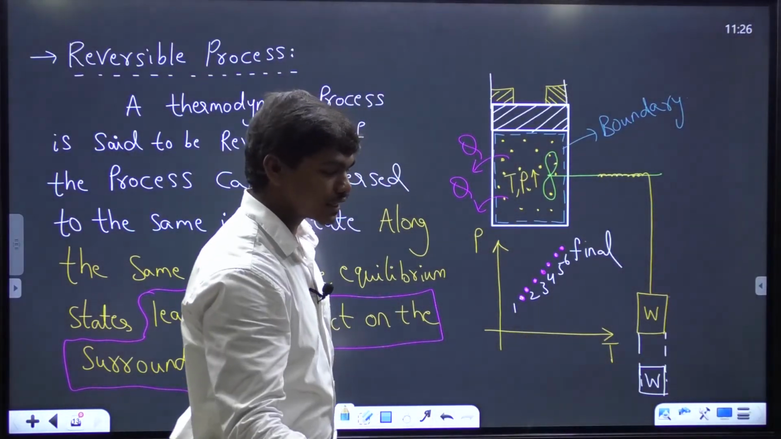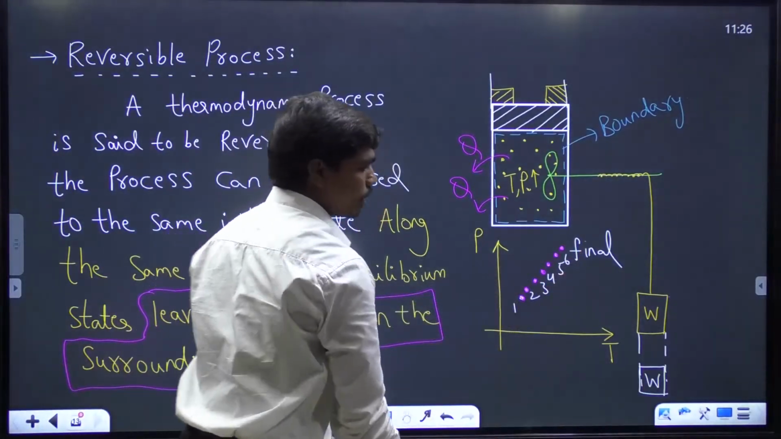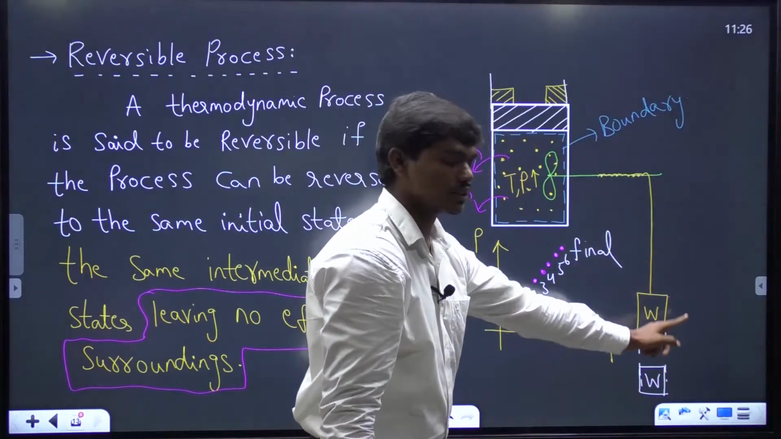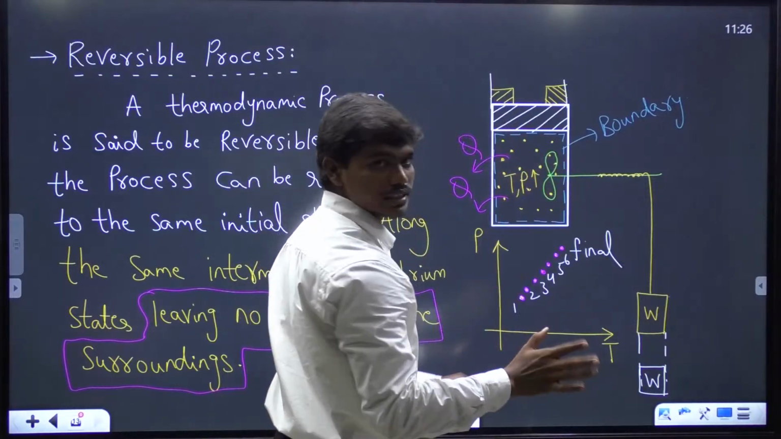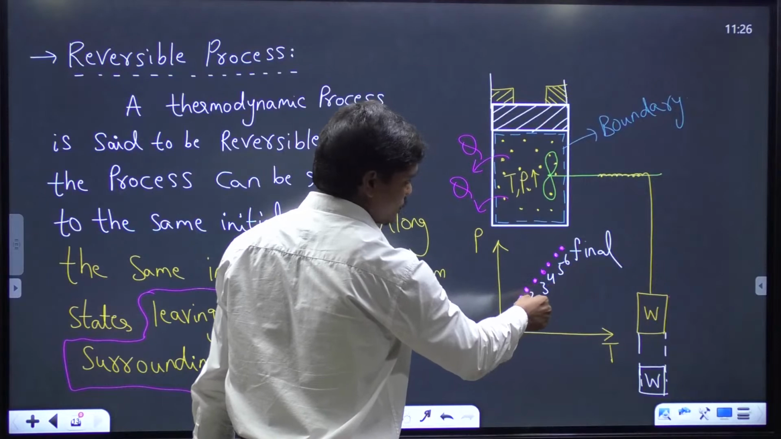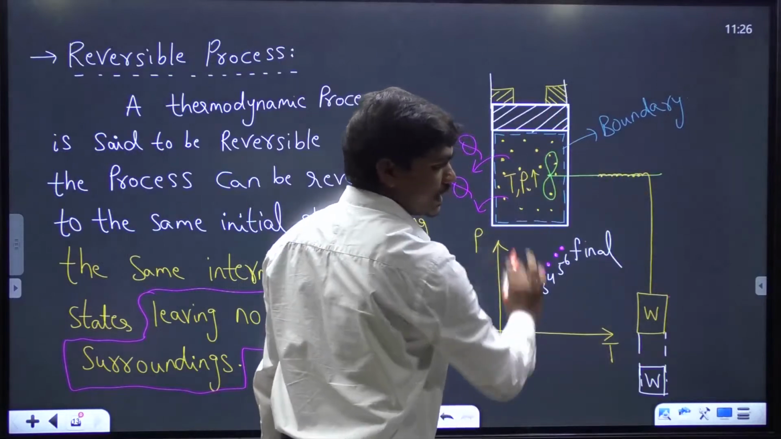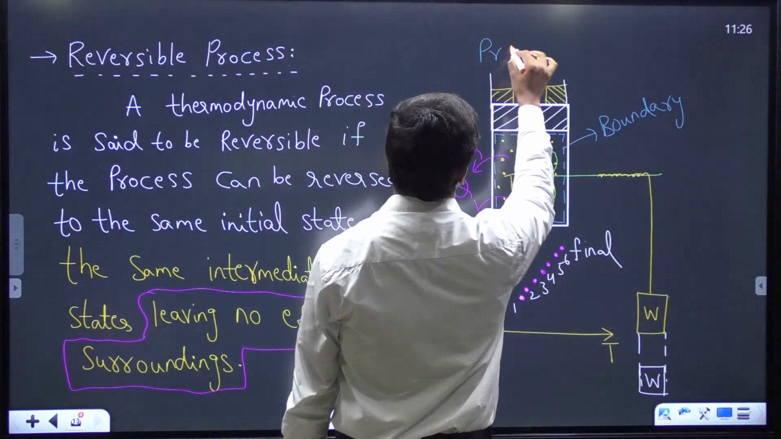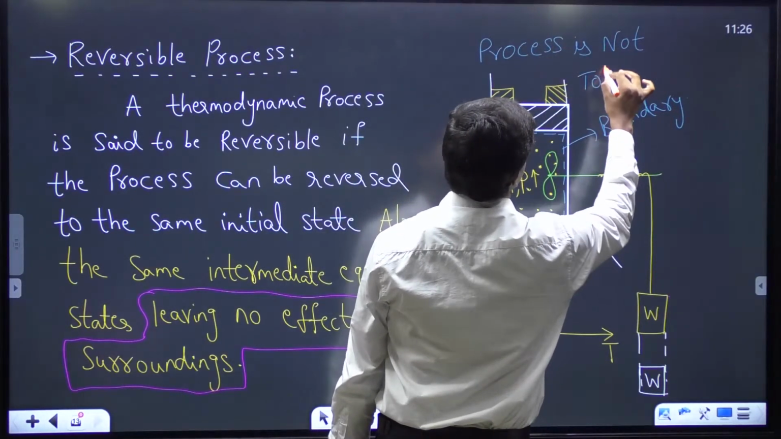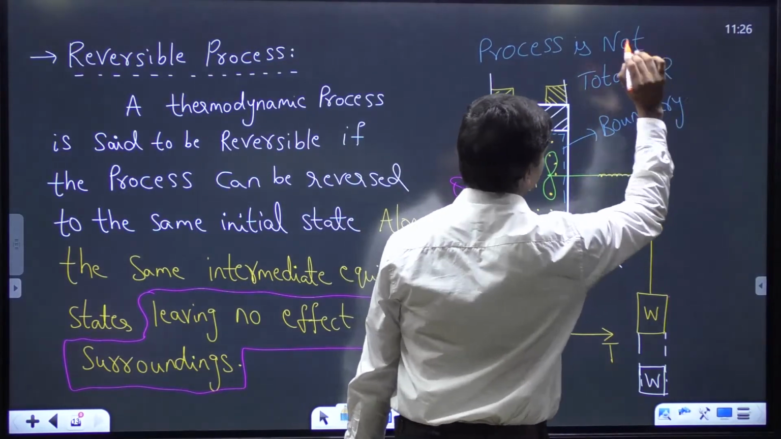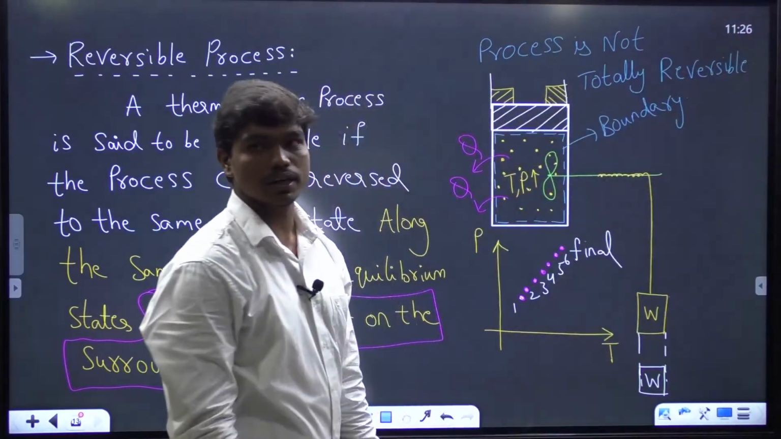Correct? So if that's the case, even though the system is retracing its path back to the same equilibrium states, it's leaving an effect on the externals of the system, the surroundings of the system. So if you see within the system, there is no irreversibility, which means the system is always approaching the same path. But there is an effect on the surroundings, which means this process is not totally irreversible.